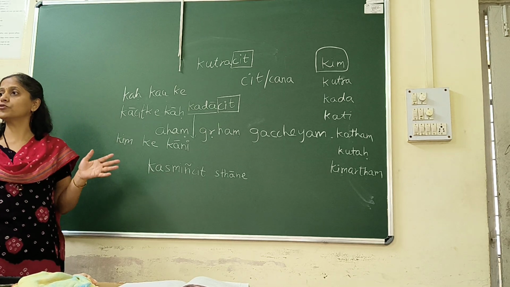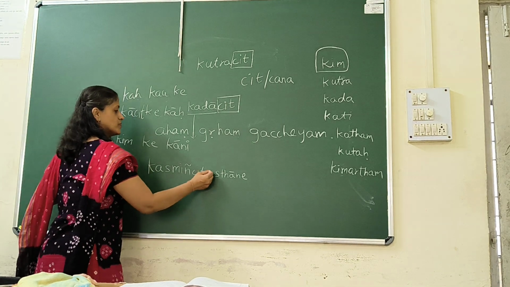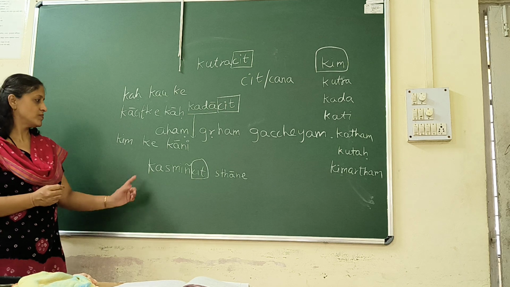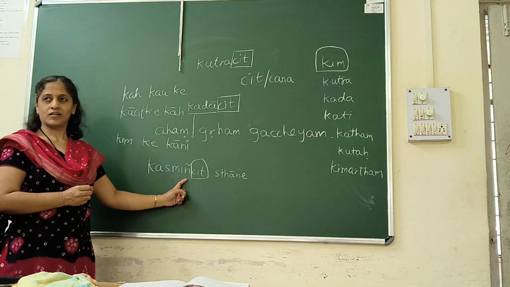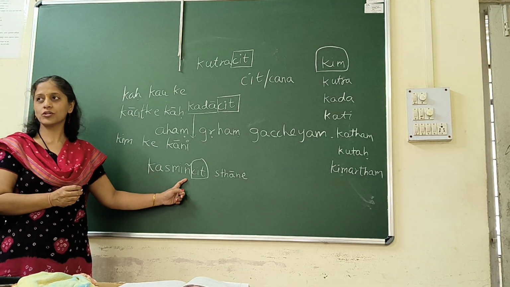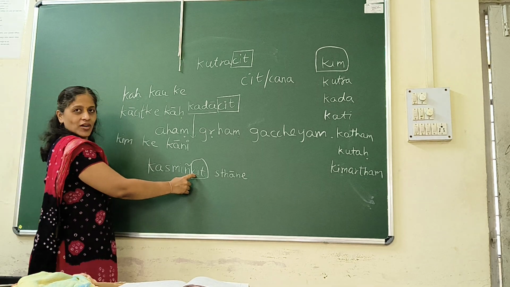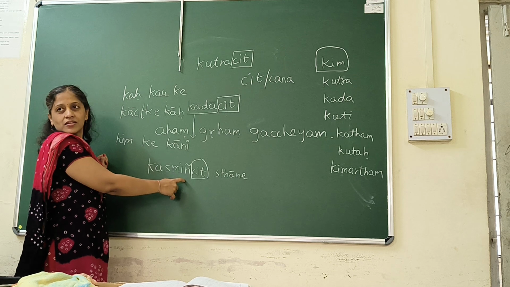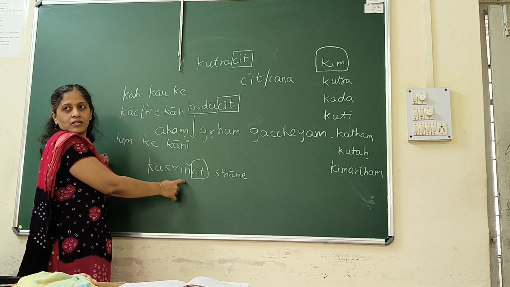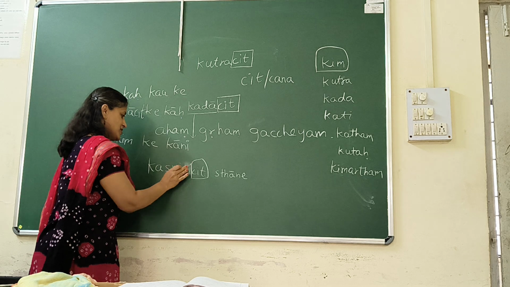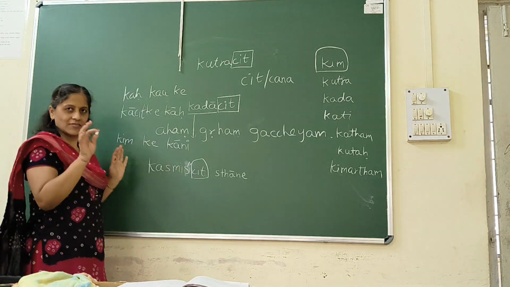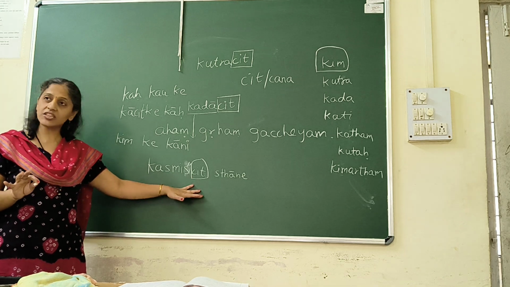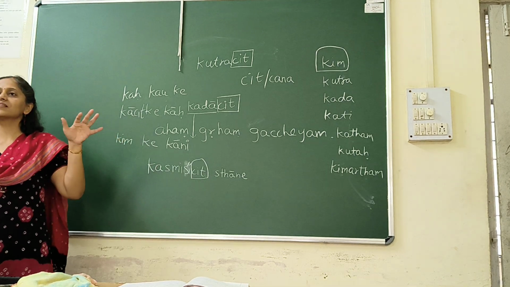Kasminshchit sthane. So what did I do? I added this chit to kasmin because of a rule. Which rule? A sandhi rule. Because there is cha, the na changed to nya. Actually it's not quite that; I'll tell you the rule later. Kasminshchit is this. Now kasminshchit sthane means in some place.